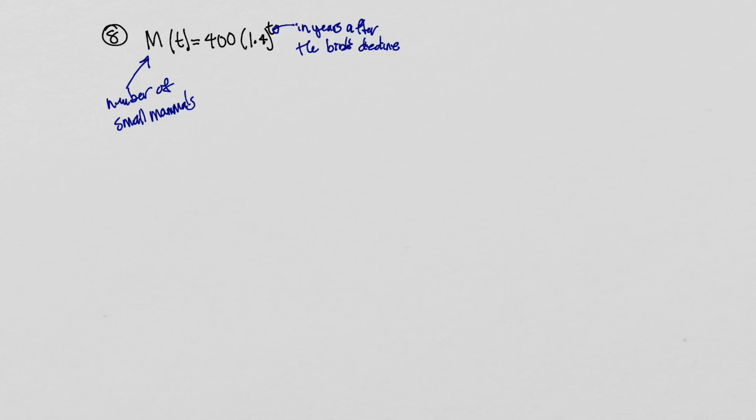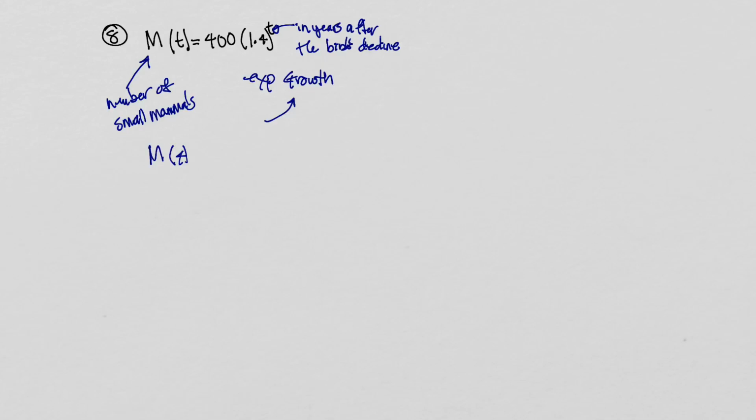Now, look what we have here. This base is bigger than 1. The exponent's a variable. So what we have here is an exponential growth function. And growth functions look like this. So what we want to do is evaluate M at 4. So what's the small animal population 4 years after these birds decline?